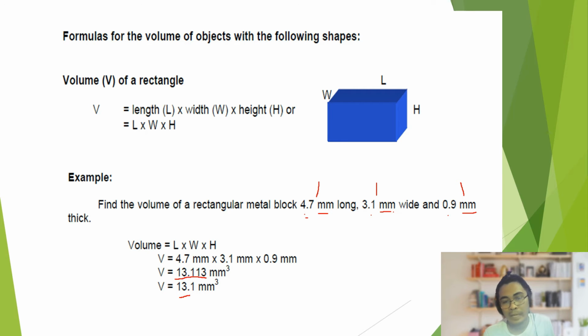Okay, now as to the unit, since we are now in the volume, 3-dimensional siya, so millimeter times millimeter times millimeter, that will give us cubic millimeters. So the final answer in this problem is 13.1 cubic millimeter. Okay, so that's how we compute for the volume of a rectangle.